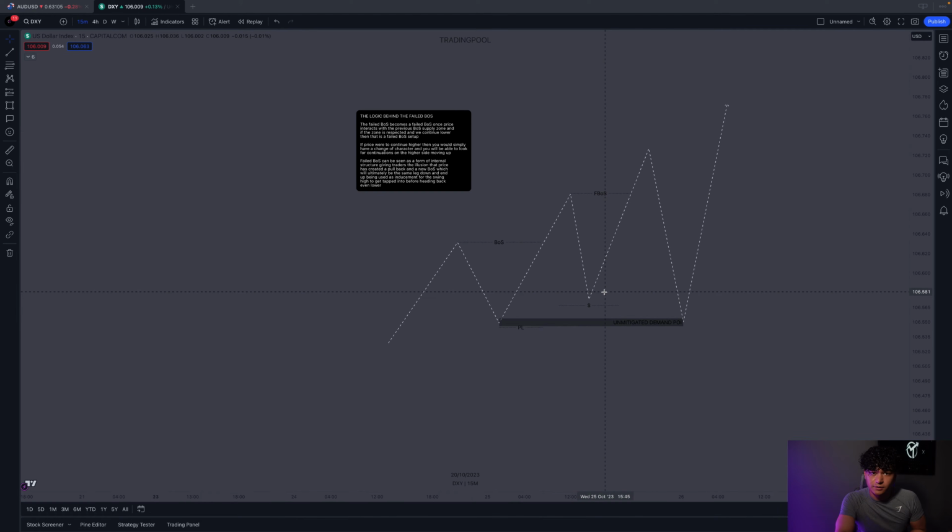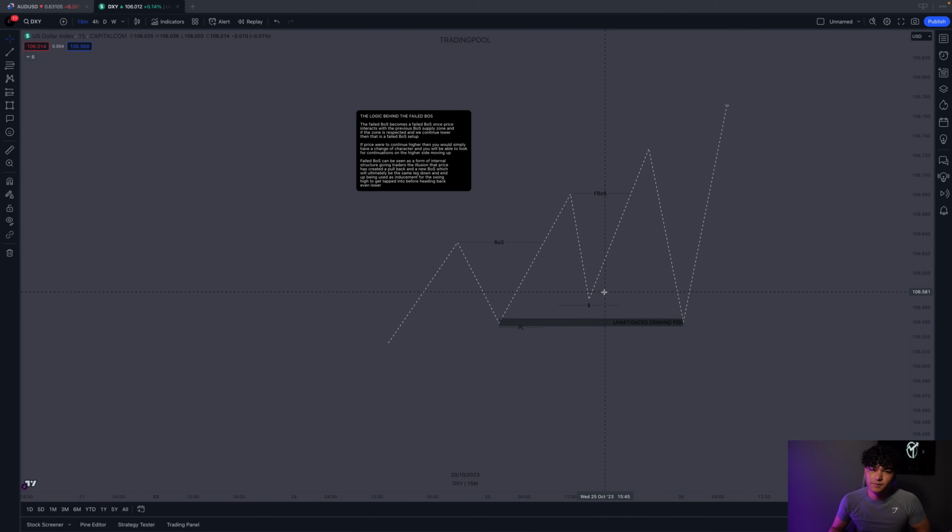Obviously we have our protected low all the way down here as well, that's also part of structure. This is basically the lowest point in the leg before we get a new high in price. Hence why it's called protected structure, because if price was to come out here and take out this protected low, it would be a sign that we're getting an order flow shift and we're starting to get new lows and we're starting to respect supply, right?